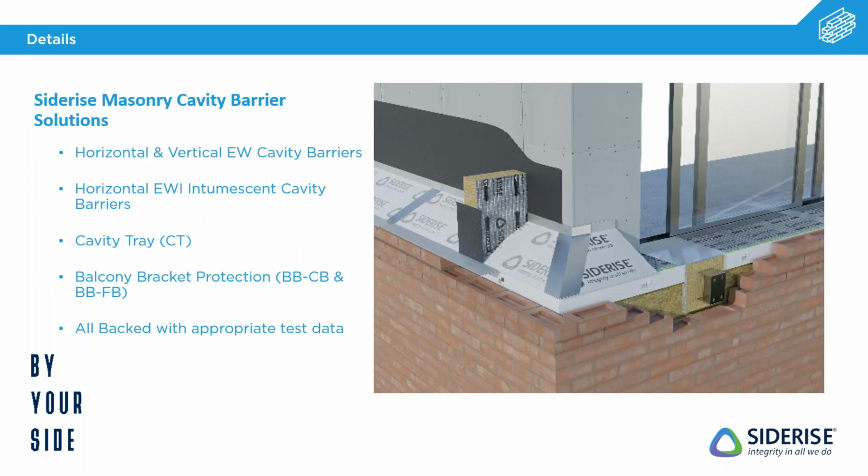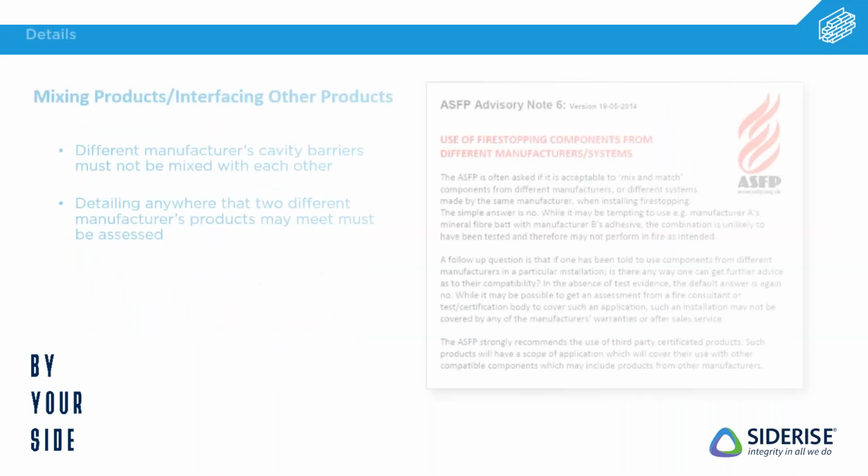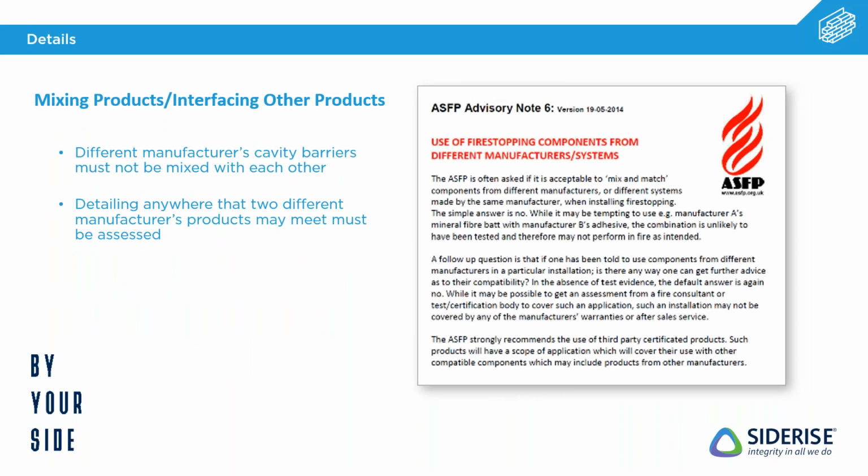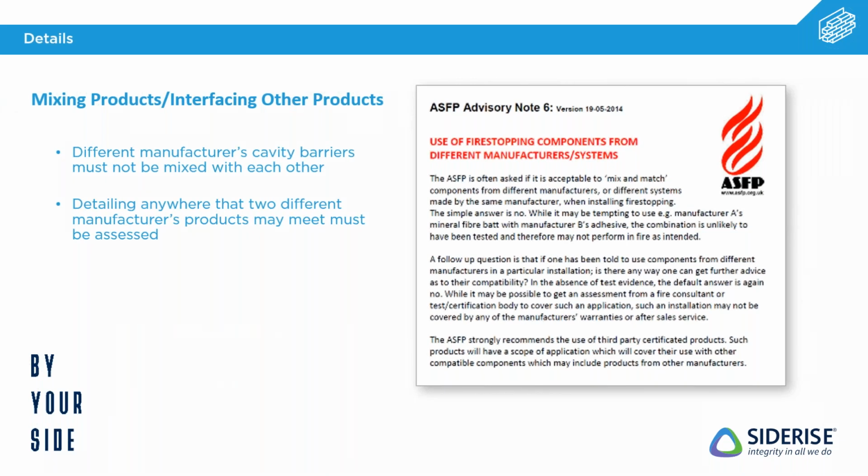So within the masonry offer, we do have a very significant offering there for all these different products, as you can see, all of which are backed up with test data and have third-party accreditations with them. And finally, on details, just mentioning one of the advisory notes from the ASFP: always be wary when you're looking at mixing and matching different products. It's generally not recommended, but also there's obviously a lot of bodies that say for specific materials, like for example, horizontal and vertical cavity barriers, you shouldn't really be mixing different manufacturers' products as they may not be compatible with each other.